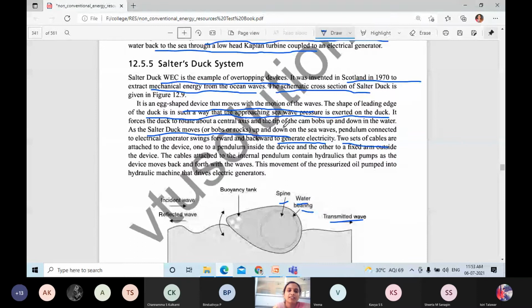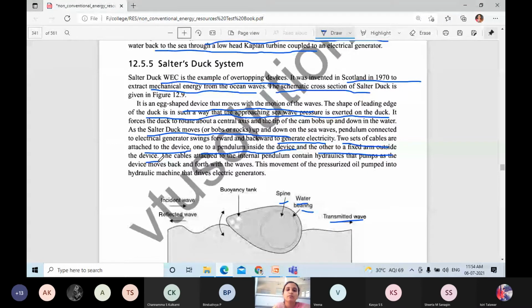Two sets of cables are attached to the device, one to the pendulum inside the device and another to the fixed arm outside the device. Here two sets of cables are connected. One is connected to the pendulum inside the device, and the other is to the fixed arm outside the device.